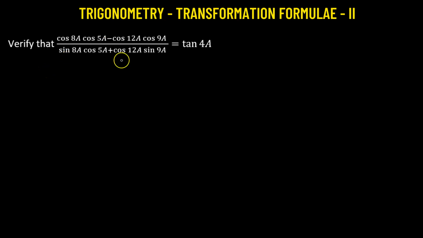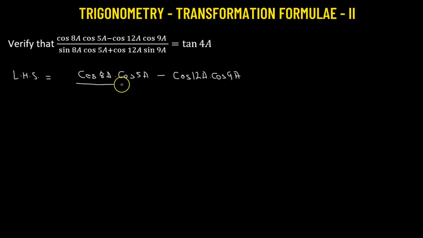So in this problem, we need to verify the following. We'll begin from the left-hand side. Clearly on the left-hand side, in the numerator, we have the product of two cosine functions: cosine of angle 8a times cosine of angle 5a minus the product of two cosine functions, cosine of 12a times cosine of angle 9a, divided by the denominator part, which has two terms.